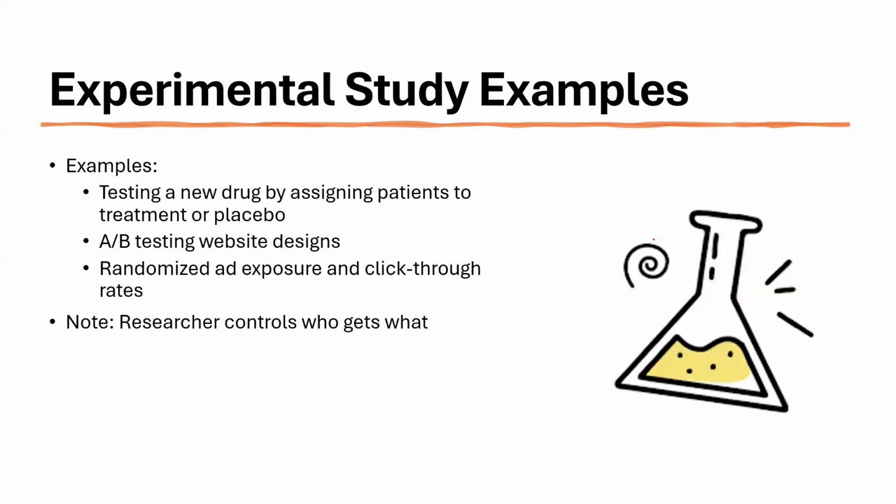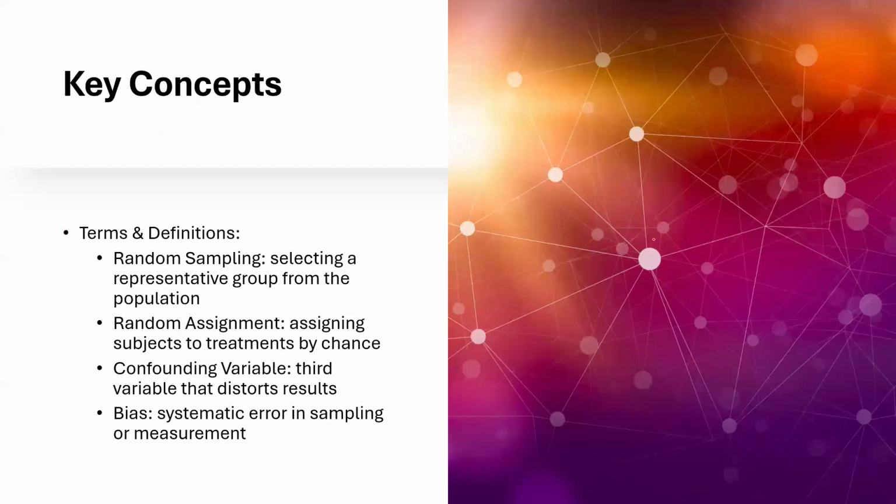In contrast, experimental studies involve active intervention. These examples show situations where the researcher applies a treatment or condition and measures the outcome. Random assignment plays a key role in making these results meaningful.